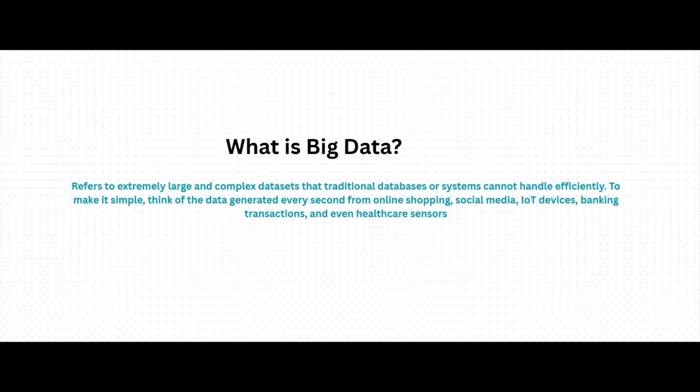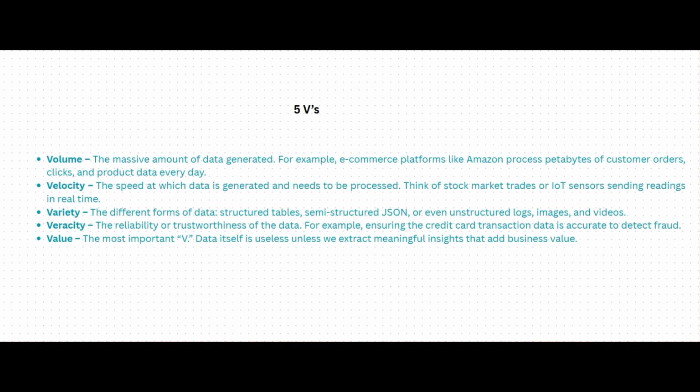To better understand, big data is often explained through the 5 V's, or the key characteristics of big data. Number one, volume. The massive amount of data being generated, for example, millions of product transactions happening on a platform like Amazon. Number two, velocity. The speed at which the data is generated and needs to be processed, often in real time. And number three, variety. Data comes in different forms like structured, unstructured, semi-structured, including images, videos, logs, and many more.